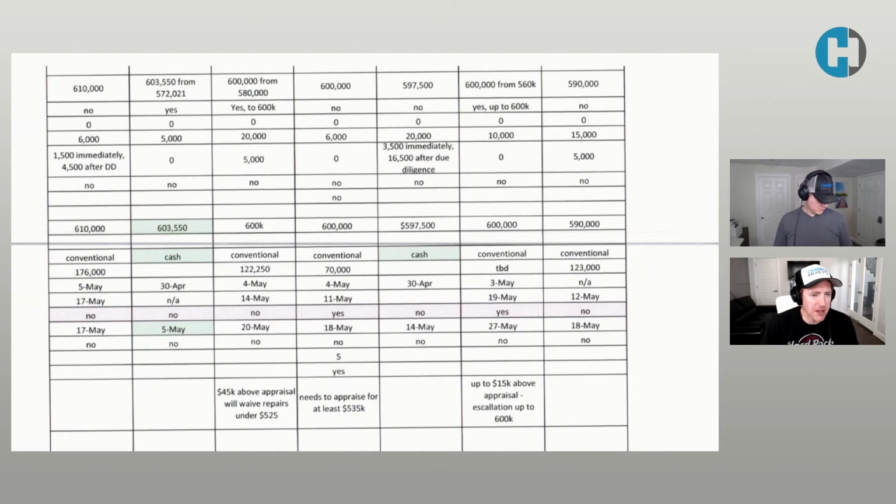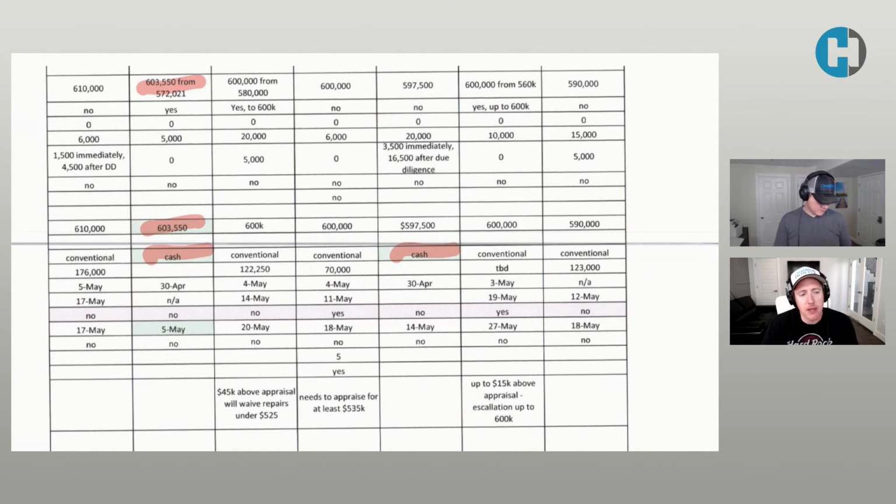And then some of these, they had escalations. Cash offers. Yeah, a couple more cash offers that were going to net us more. And then, you mentioned escalations, cash offers.